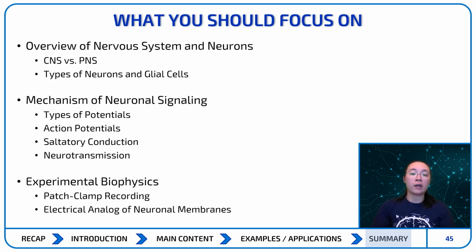You should know how action potentials take place and have a detailed overview of what happens. Know what plays a role in saltatory conduction, as well as neurotransmission. Then finally, for experimental biophysics, understand how we can manipulate membranes for patch clamp recordings using a pipette, as well as the fact that we can model membranes using physical concepts and different analogs from electricity and magnetism. Basically, we can model a membrane as a parallel plate capacitor with a dielectric stuck in between, with a resistor.